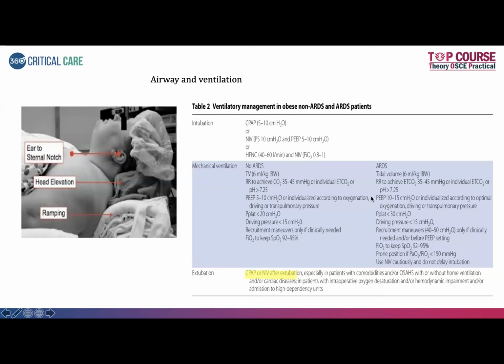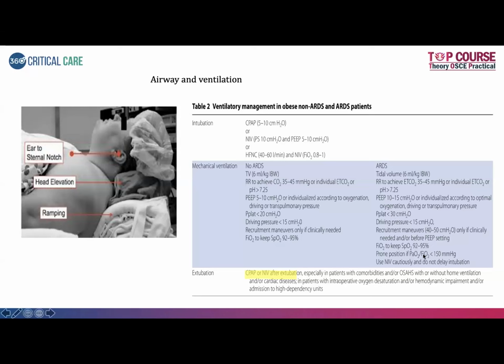Your PEEP, you titrate according to optimal oxygenation, your driving pressures, plateau pressures, so less than 30, less than 50. But this is something that you need to understand. Your plateau pressures may not denote your lung compliance, because your chest wall compliance is going to be more contributory to your plateau pressures. Ideally, if possible, these are candidates who can benefit from titration of PEEP with transpulmonary pressure monitoring. So that is something different that you need to remember.